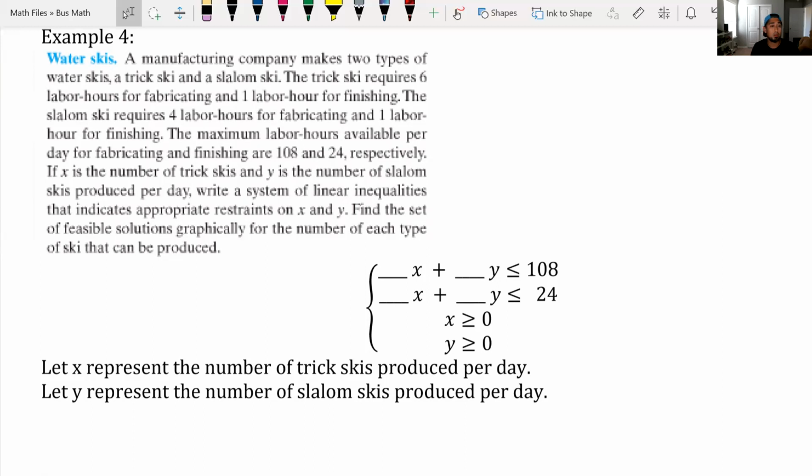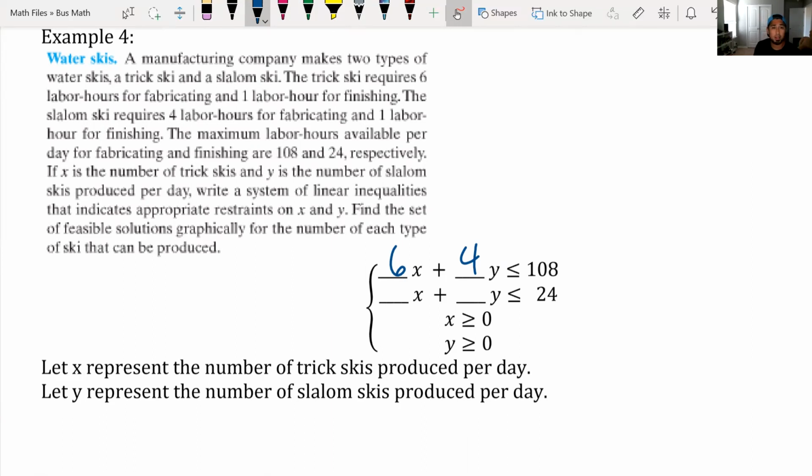Okay, so we know that there are 108 hours for fabricating altogether. The trick ski requires 6 labor hours for fabricating. The slalom ski requires 4 labor hours for fabricating. So we have our first inequality, which means that down below, this should be 6x, 6 labor hours for fabricating the trick ski, and then 4y, 4 labor hours for fabricating the slalom ski. And we're only given 108 hours total for fabricating.